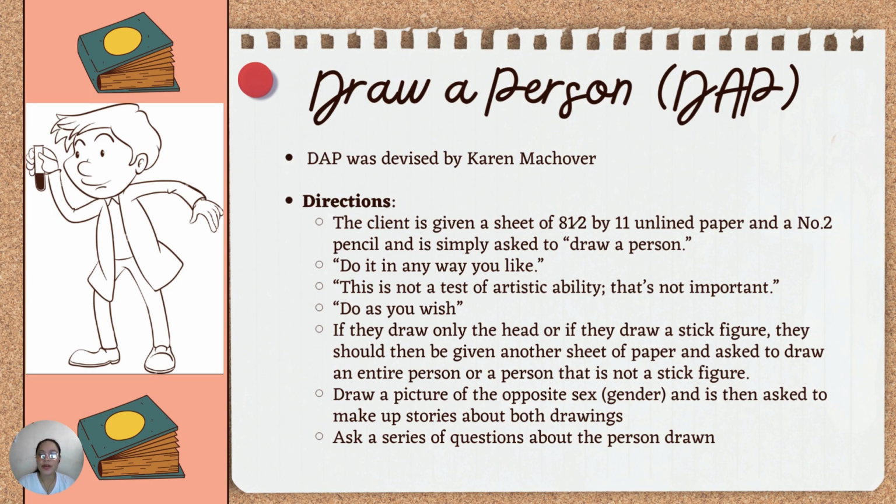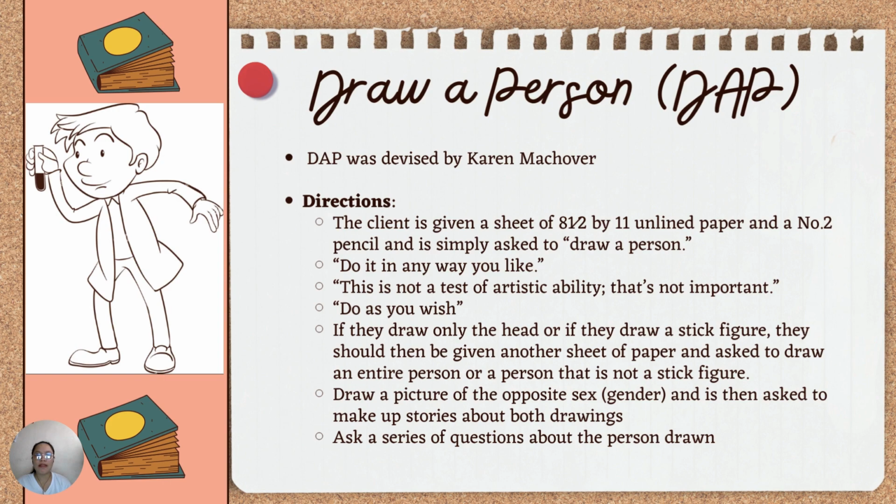The examiner should answer all questions non-directively: do it in any way you like. The patient who expresses concern about his or her artistic ability should be told, this is not a test of artistic ability, so that's not important. If the patient asks whether they should draw the entire figure or just the head, or whether a stick figure is acceptable, they should be instructed to do as they wish. However, if they draw only the head, or if they draw a stick figure, they should then be given another sheet of paper and asked to draw an entire person or a person that is not a stick figure.